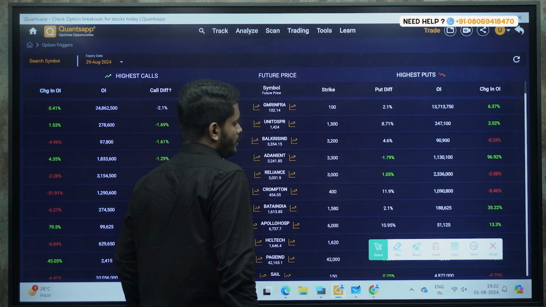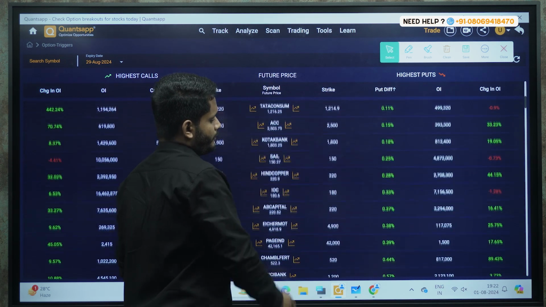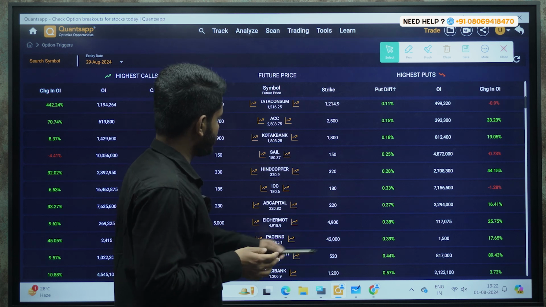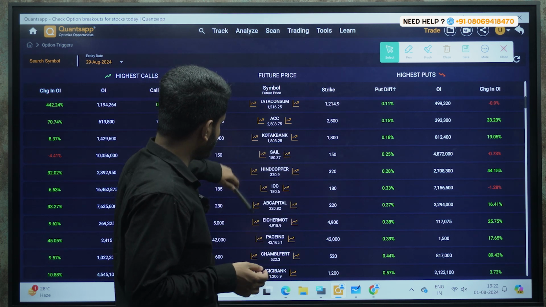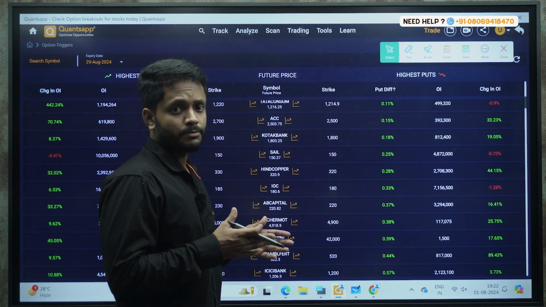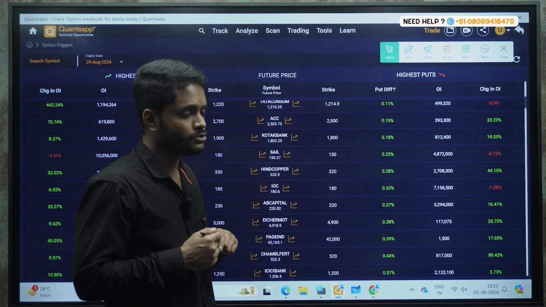Same for the put side. Let's check how to find it. Click on the put difference, scroll and find those stocks where the put difference is between 0 to 1%. Say these are stocks like Hind Copper, IOC, AB Capital, Eicher Motors. Again, how would I know whether the stock is going to sustain at the support level or whether it is going to break down?